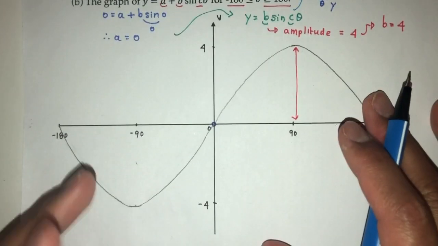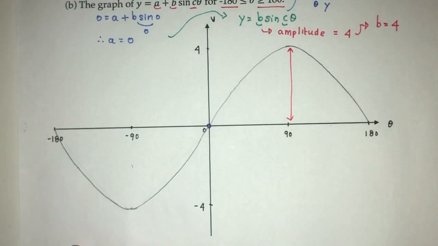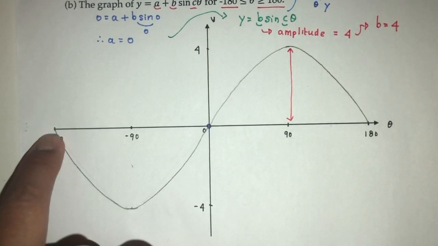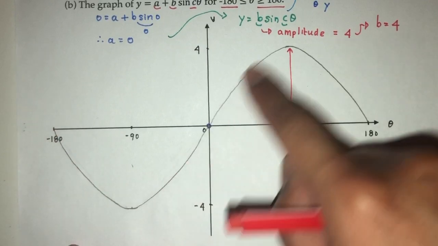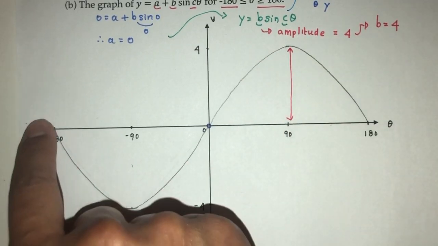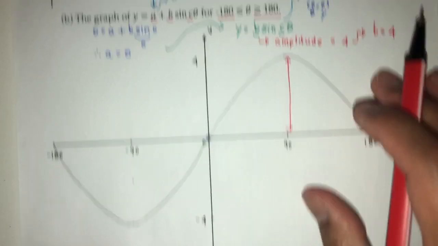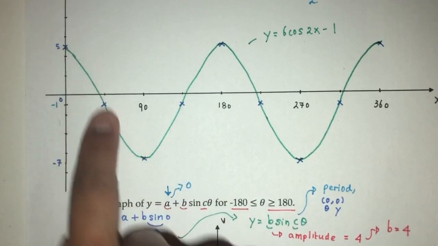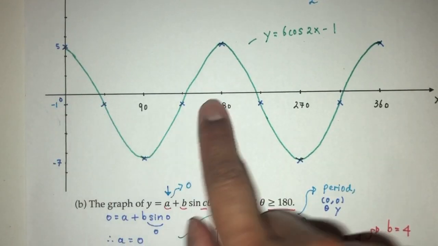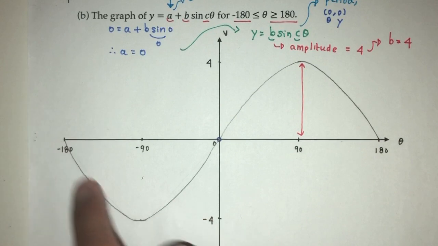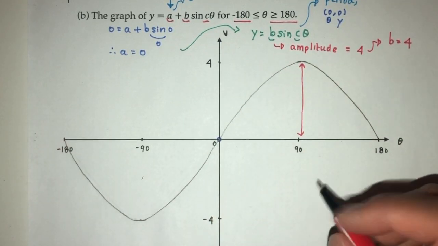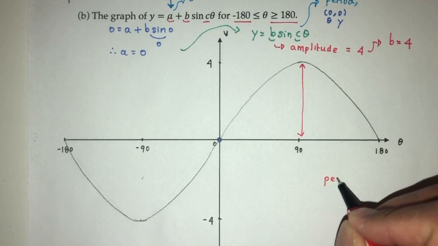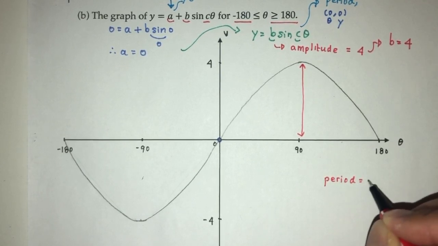Now going back to this one, if you observe, I begin here. For me to complete one full cycle, that's the idea, not the same value, but to complete one full cycle, it took me 180 and 180, so it took me 360. So the idea is the period for this graph is 360.